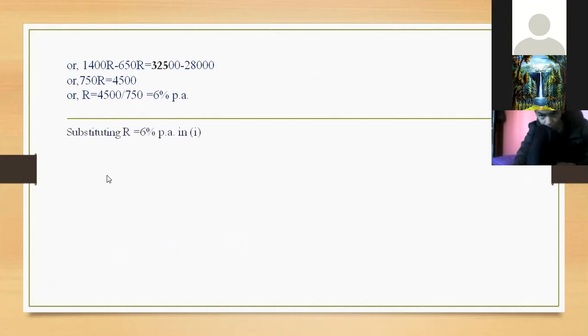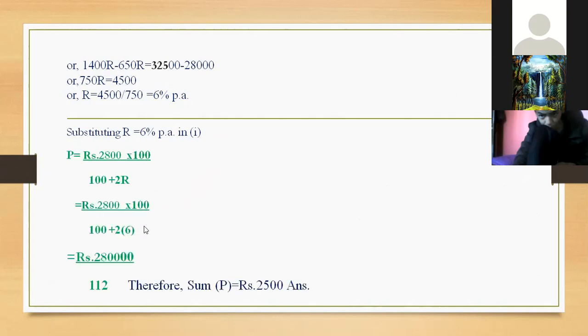After finding the value of R, you have to substitute the value of R, 6% per annum, in equation 1. You can substitute in equation 2 also, okay? You substitute the value of R as your interest, whether in 1 or 2. I have substituted in 1, then it will give this value. Cancel up and down, then you will get the sum, principal P, that is 2500.